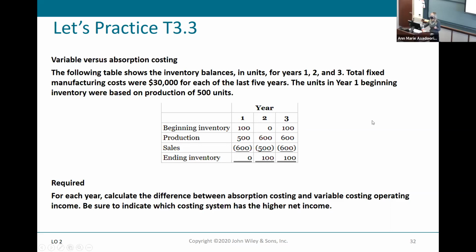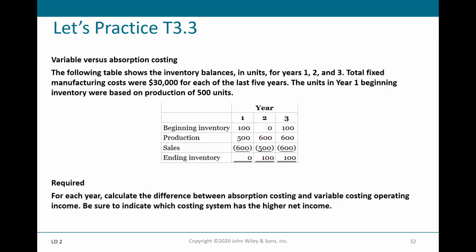Okay. How much higher? Brooke, would it be 6,000? 6,000, right?